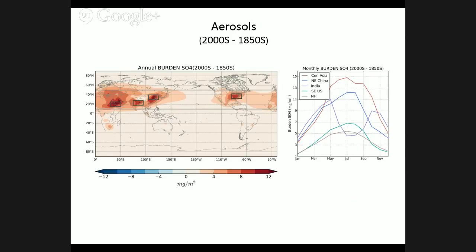This is a plot of annual burden of sulfates, 2000s minus 1850s. Annual burden is essentially a term for the column-integrated sulfate amount, given in milligrams per meter square. What you see here is that most of the aerosol loading, most of the aerosol change, is in this mid-latitude belt.